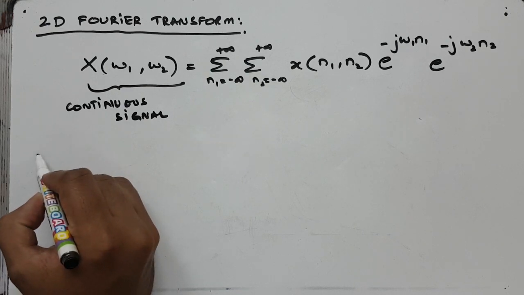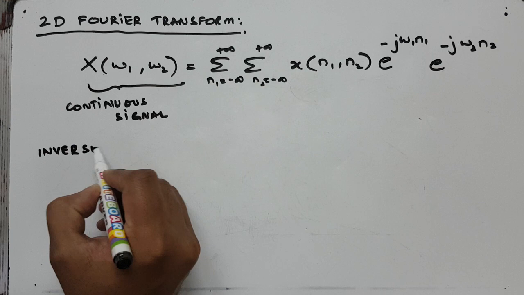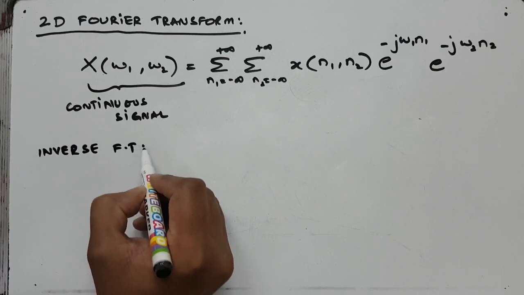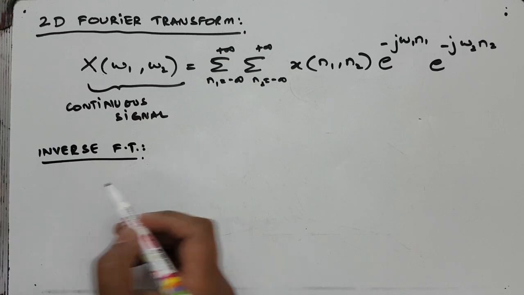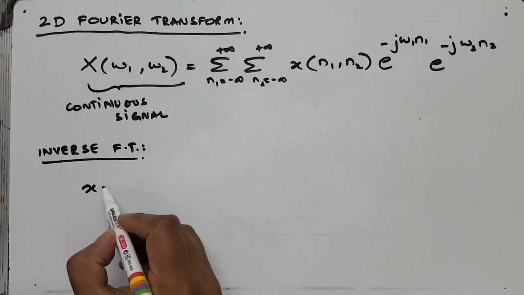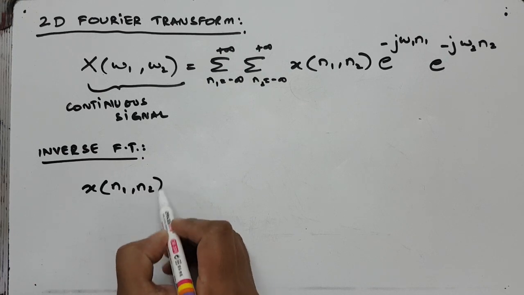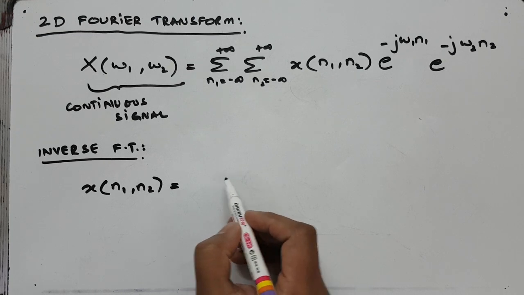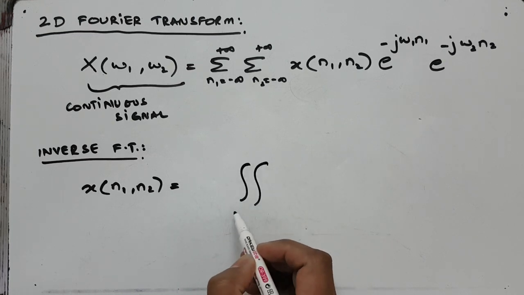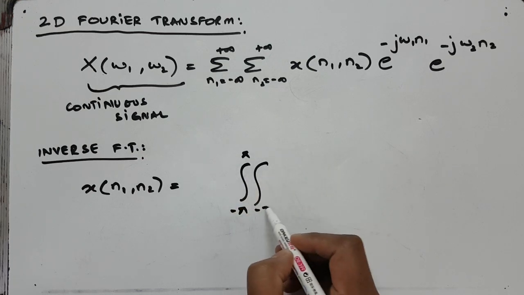And what was inverse Fourier transform? The inverse Fourier transform was defined as, so what are we getting? We are getting the original signal back, which is small x of n1, n2, which was defined over space, which is equal to a double integral from minus pi to pi, and then minus pi to pi.